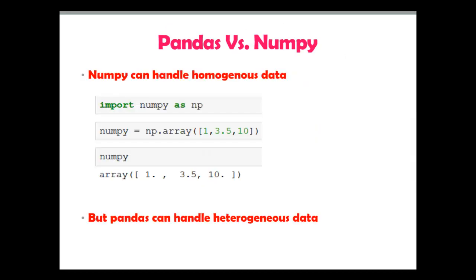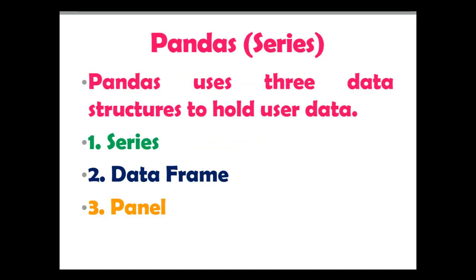Can we do the same thing with NumPy? Yes, we can. But NumPy can handle only homogeneous data, which you can see in this example. I have created a NumPy array with 2 integers and 1 float. Finally, all the data are converted into floating point numbers because NumPy can handle homogeneous data, but Pandas can handle heterogeneous data. So we have to learn Pandas. Next, let me start with Pandas.